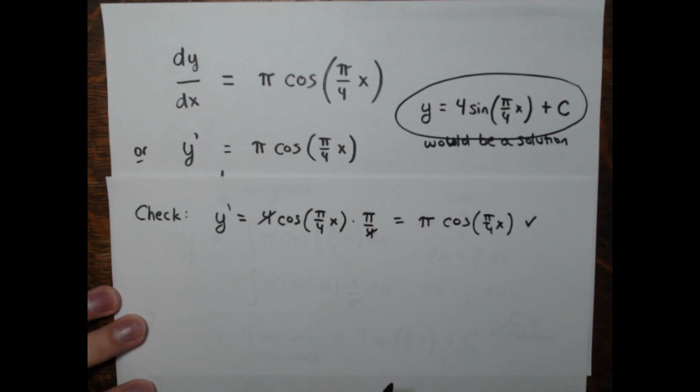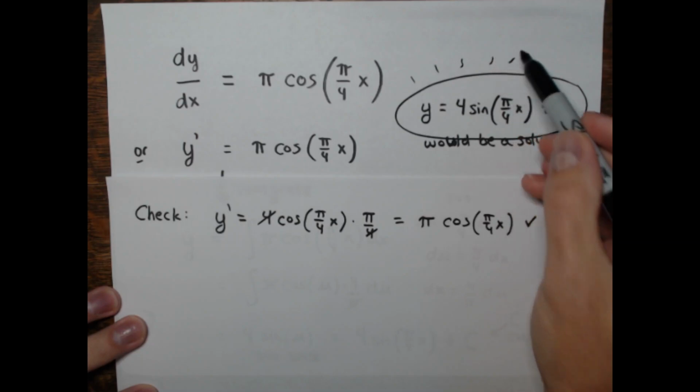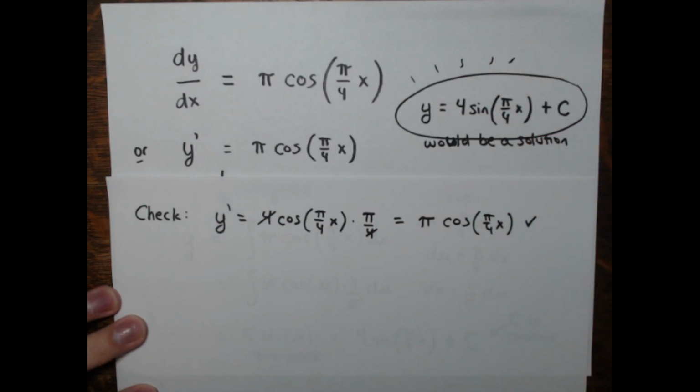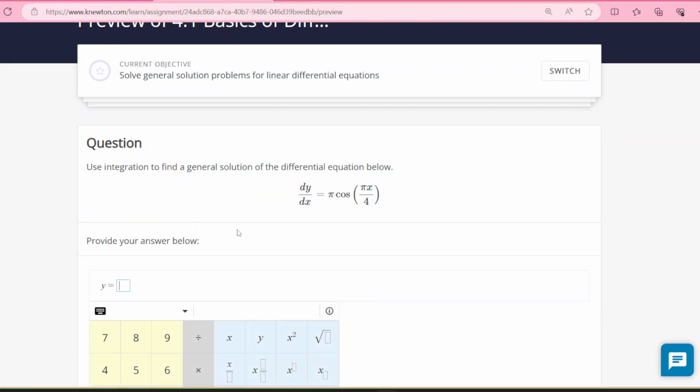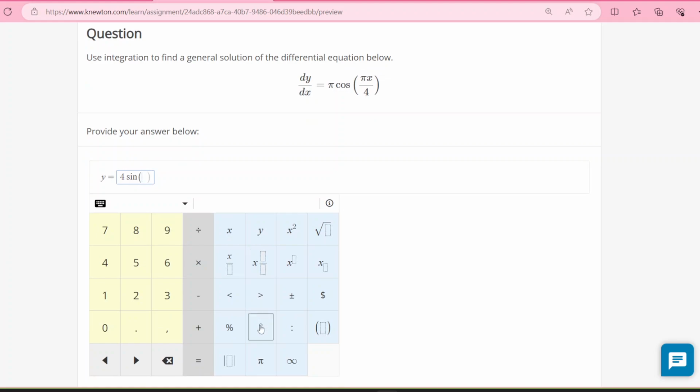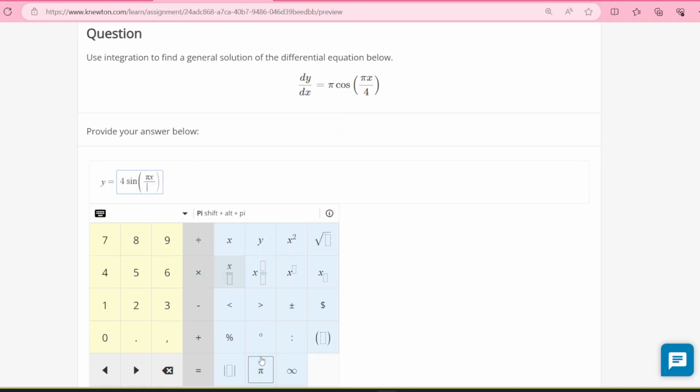All right, so like I said, I'm just going to do this for the first example here. I won't be checking solutions too much unless I really feel the need to in future problems in this video. So this is what we're entering right here. I'm going to go back to the assignment, and we have y equals 4 times the sine of pi x over 4, pi over 4 times x.